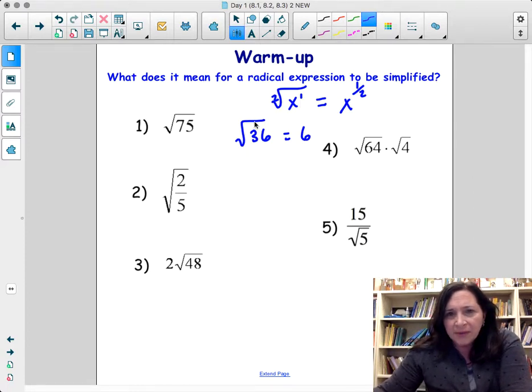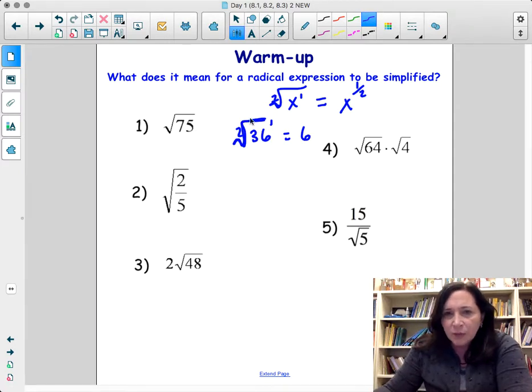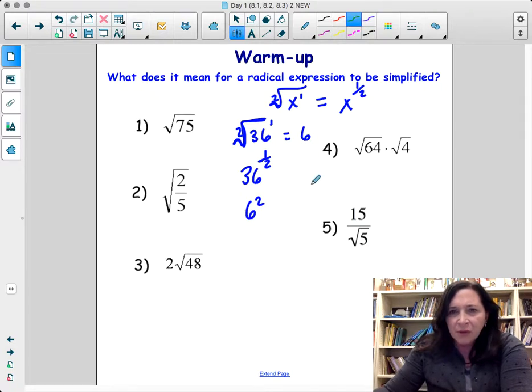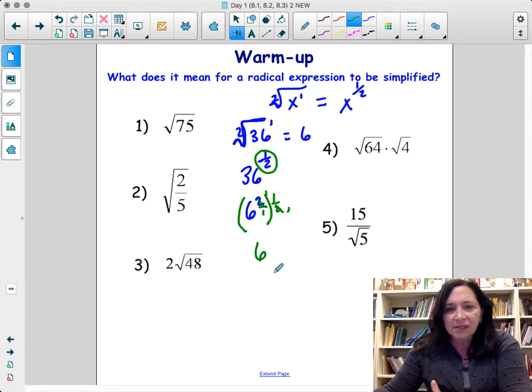Remember what we just did with the square root. There's a little 2 in here that we know is there but don't see, and a 1 here as well. So technically I could rewrite this as 36 to the 1/2 power. Another way of writing 36 is 6 squared, but you still have this to the 1/2 power. My 2's cancel and I just get 6. Well, that's why the square root of 36 is 6.